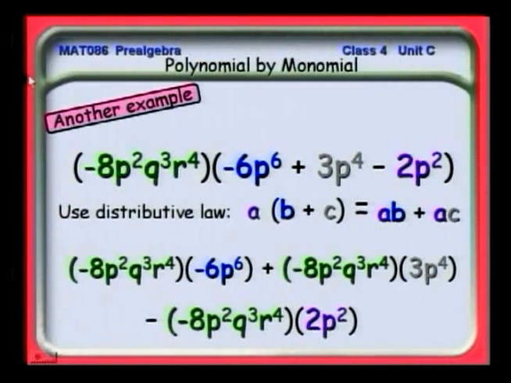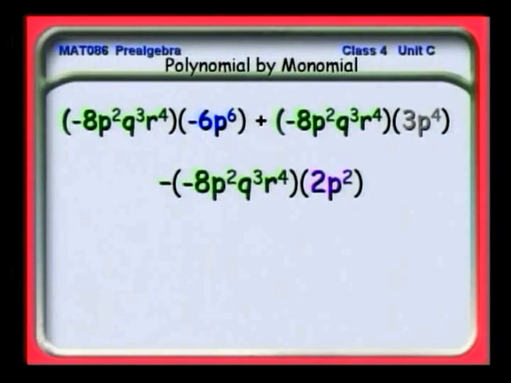Notice that as we do this in the trinomial, we keep the signs that are in the trinomial. For example, between the minus 6p to the 6th and the 3p to the 4th, I had a plus sign. So when I multiplied it by the first term, I kept the plus sign. Between the 3p to the 4th and the minus 2p squared, we had a negative sign, so I kept that. And that's the general rule for doing that. Now we need to multiply these things together.